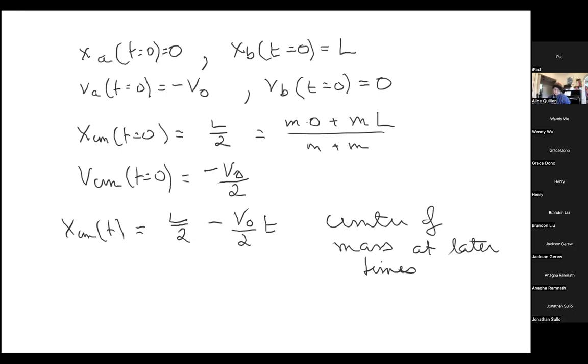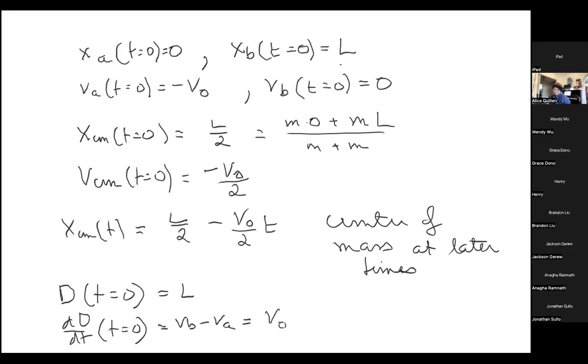Okay, so we solved that part of it. Now we need to find the solution for the distance between them at all later times. The distance between them at t equals 0 is just xB minus xA, which is L. But I also need the velocity, so dD/dt at t equals 0 is vB minus vA, which is equal to V0 because vA is minus V0.